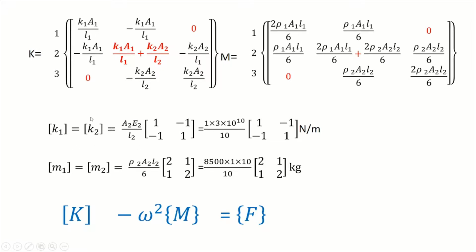So now we will substitute all the values in the equation. This was our fundamental equation, K minus omega square into mass matrix. K is the global stiffness matrix, M is the mass matrix. So we will substitute all the values. K1, K2 you can put the value A2, E2 by L2. Got it? If you substitute all these values, you will come to know. So mass M1, M2 is equal to this much.